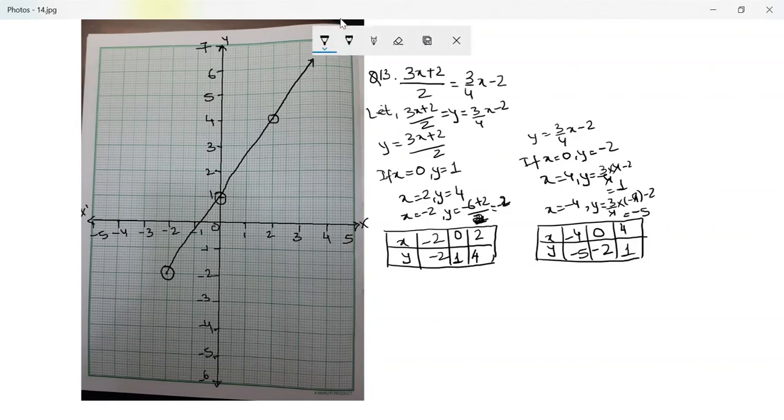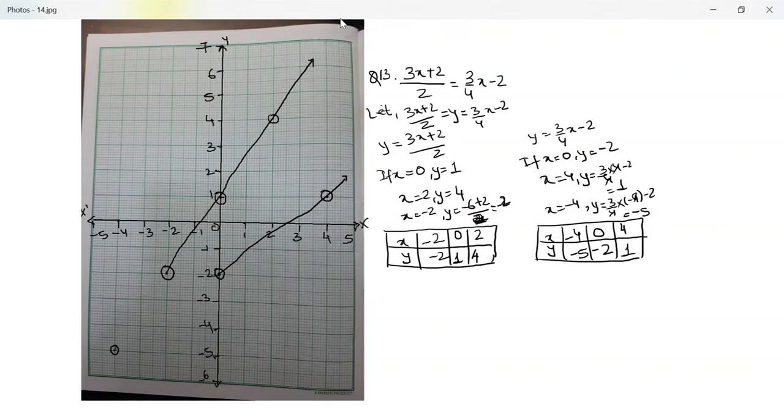Perfect. Now let's plot these 3 points. So 0 with negative 2, which is here. Next is 4 with 1, which is here. And then the last one is negative 4 with negative 5. Let's join these 3 points using a scale.